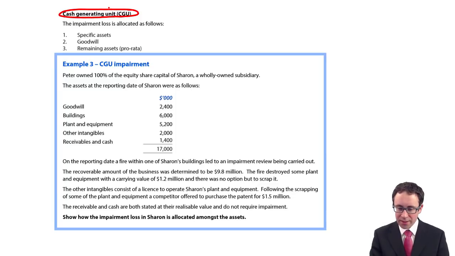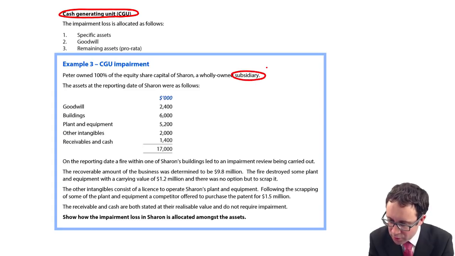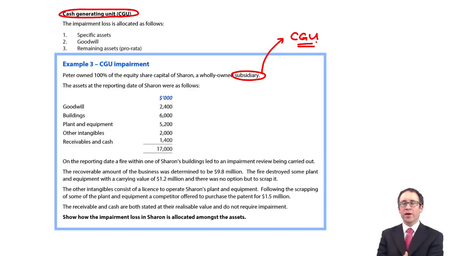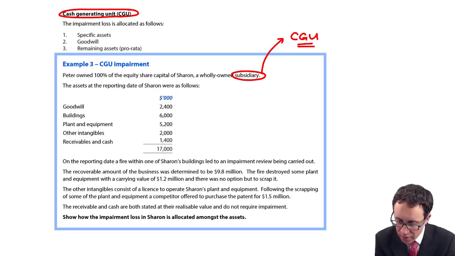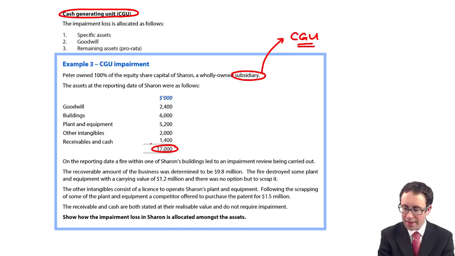So what we've got is it says, show how the impairment loss in Sharon is allocated amongst the assets. Peter owned 100% of the equity share capital of Sharon, a wholly owned subsidiary. So that subsidiary will be your cash generating unit. Instead of looking at all the individual assets, we will look at the total assets, which are 17 million.